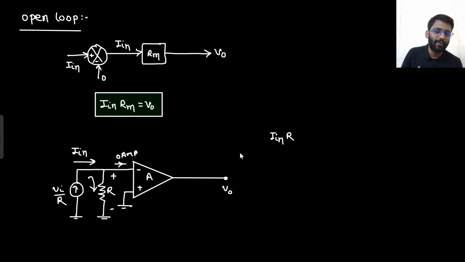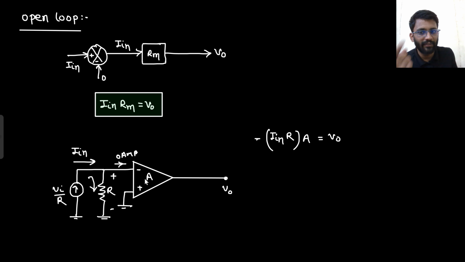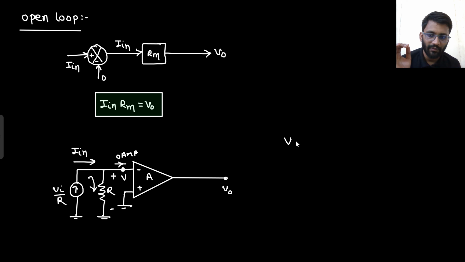Now that voltage drop will be multiplied with the factor of A, and the minus sign will be equal to V naught. Let's just say the voltage drop is V here. That V voltage drop is I in into R, and that will be multiplied with A. Since this is the negative terminal, 0 minus this potential, let's call it V, into A is equal to V naught. So what will be my potential V? My potential V will be I in into R, right? And what is my V naught? V naught is minus AV. So minus A into what is my V? V is I in into R.